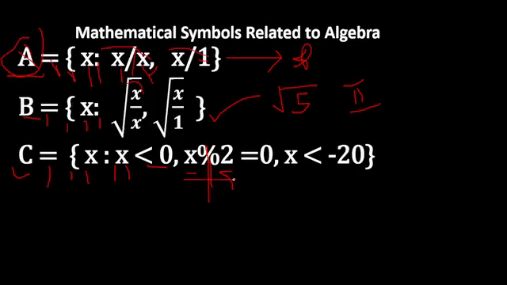And any number that is divisible by 2, what are they? They are even numbers. And x is less than minus 20. So they are talking about even numbers that are between minus 1 and minus 20. So that is about this. This is how you can read your symbols when it comes to algebra.